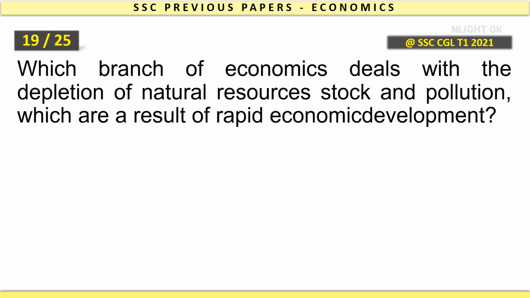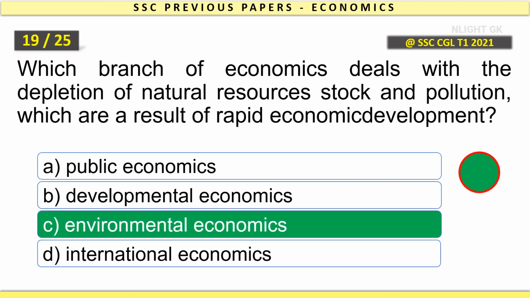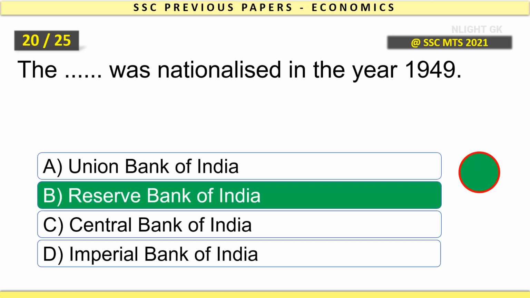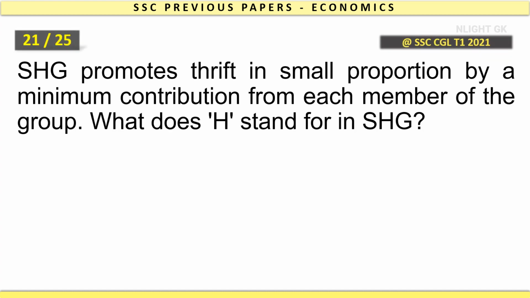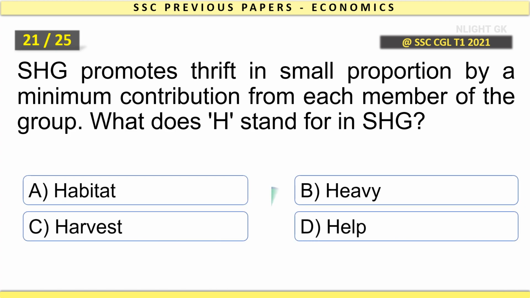Which branch of economics deals with the depletion of natural resources stock and pollution, which are a result of rapid economic development? Environmental economics. The Reserve Bank of India was nationalized in the year 1949. SHG promotes thrift in small proportion by a minimum contribution from each member of the group. What does H stand for in SHG?